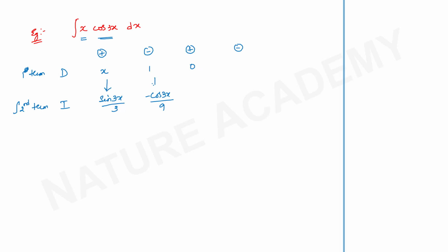Now I will get the final answer if I multiply this with these signs. So my final answer will be x into sine 3x by 3, minus into minus will be plus, cos 3x by 9 plus c. So this is my final answer. Even if I use integration by parts, I am going to get this.